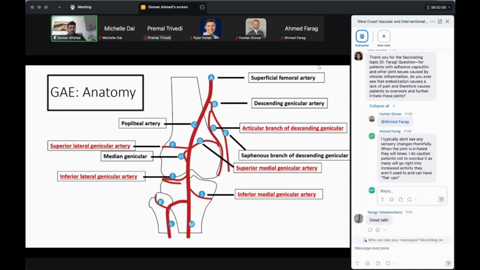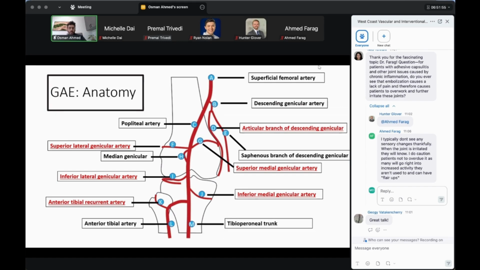And then the last artery we have is this anterior tibial recurrent artery, which comes off the anterior tibial artery. This also goes to the lateral compartment of the knee. And these are the main arteries that we sort of look for.